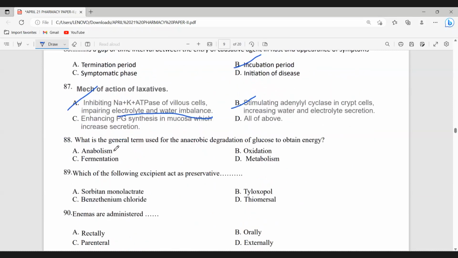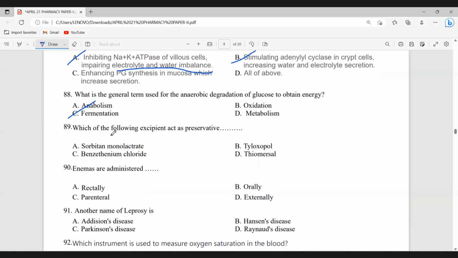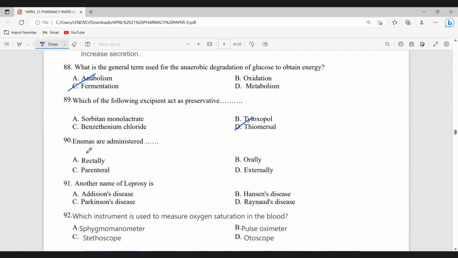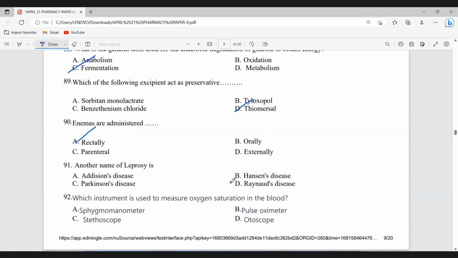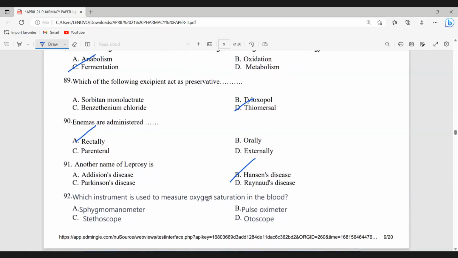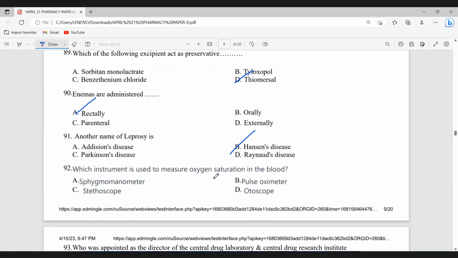Then 88, what is the general term used for anaerobic degradation of glucose to obtain energy? Is it a direct question? That is fermentation. Then 89, which of the following is an excipient that acts as a preservative? This is a direct question. That is thiomersal. Then enemas are administered rectally. 91, another name for leprosy is Hansen's disease. Then 92, which instrument is used to measure the oxygen saturation in the blood? This is also a direct question, that is the pulse oximeter.